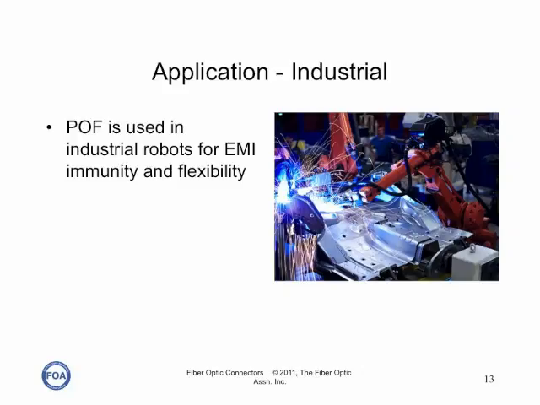Optical fiber is used in lots of industrial applications because, being optical fiber, it's immune to electromagnetic interference, EMI, and it's very flexible. So welding robots, like this one building a car here, use plastic fiber on the arms to allow them to carry digital signals in a very adverse electrical environment.